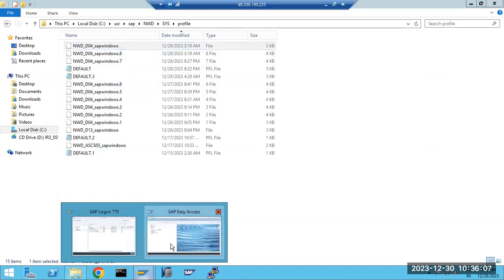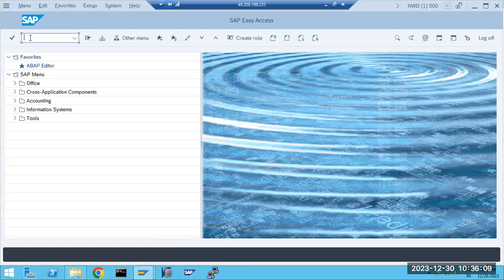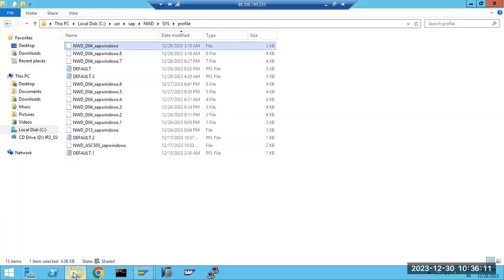In RZ10 and RZ11 it is showing these because these profiles are stored at the operating system level. That is the reason you can see the profiles there. So now let's talk about the profile directory. This is the profile directory here.